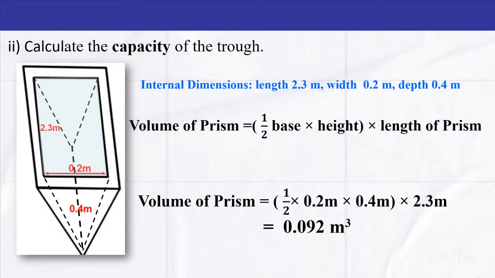And so we would have had the dimensions, the internal dimensions of the trough. And we know that the base of the cross section is 0.2. And we know the depth of the cross section is 0.4. And these measurements are in meters. And we know that the length of the prism is 2.3 meters. So finding the product of these measurements will give us the volume of the prism. So the volume of this prism, which is equal to the capacity of the trough, is 0.092 cubic meters. So that answers part 2 of our question.